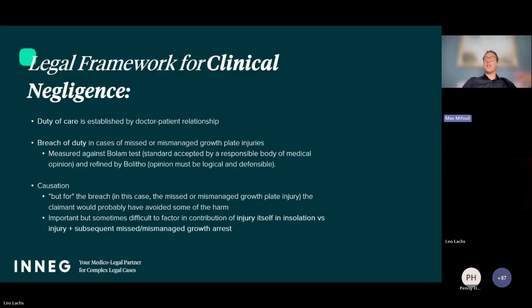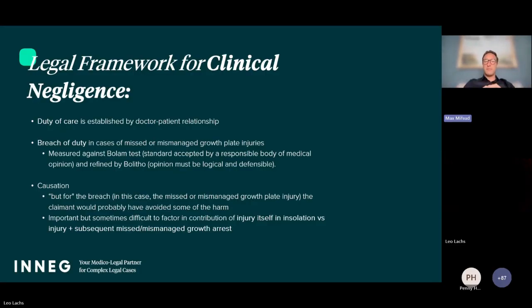So people who had an injury, the injury was picked up on, the injury at the time was probably sufficiently well managed, but no one picked up on the fact that this child was at risk of developing a growth arrest. And as we know, we need to measure this against the Bolam test refined by Bolitho. And in most pediatric orthopedic practices, if you have an injury of any sort, be it traumatic, infection, whatever, around the growth plate, the expectation would be that that child is followed up for a certain number of months, if not at least a couple of years.